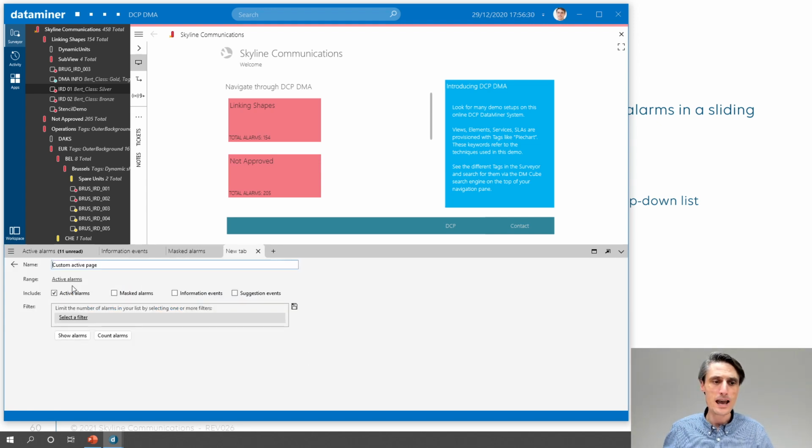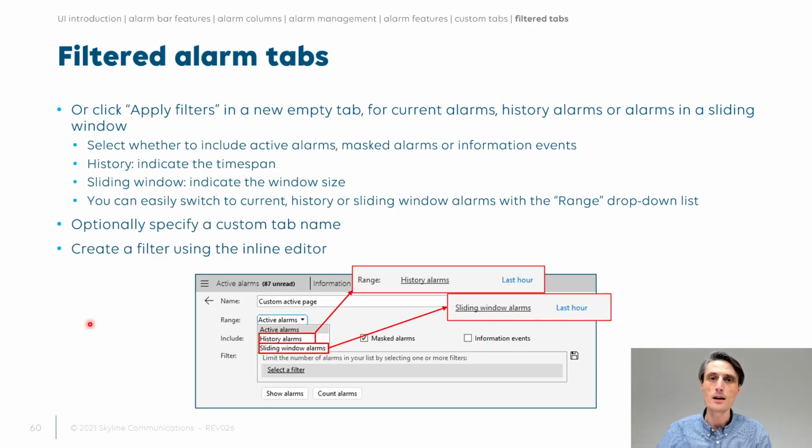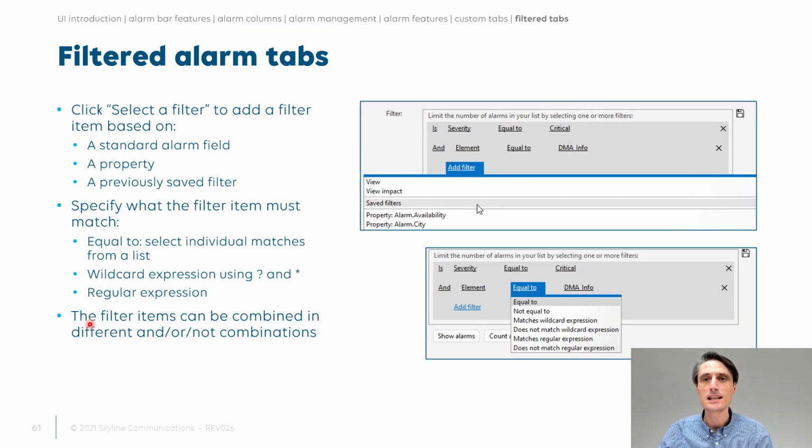Let's go just for active alarms for now. So I want to add some active alarms. Yes, active alarms, no information events. And I want to do some filtering on that. So you can immediately combine that with a filter. How does that filtering work? Well, basically we saw that we have a whole bunch of columns on an alarm, basically properties on an alarm. You can choose any of those columns or properties and do some filtering on it.